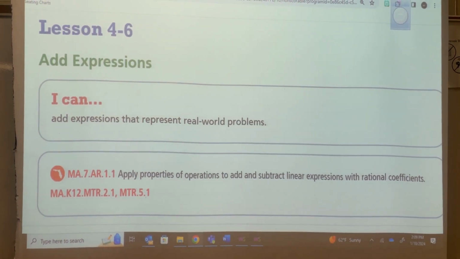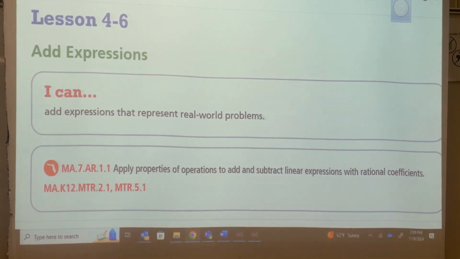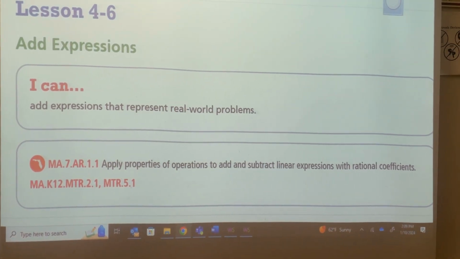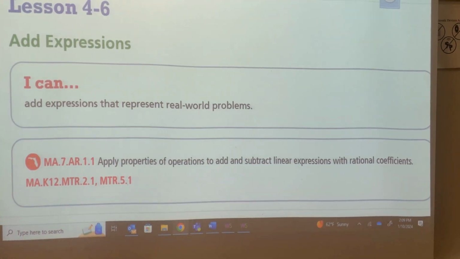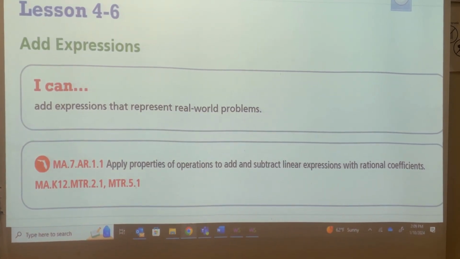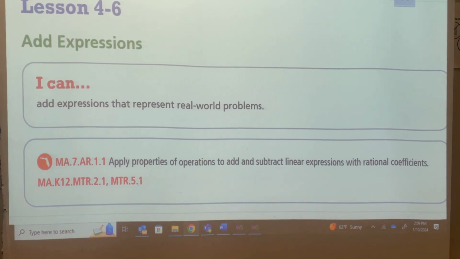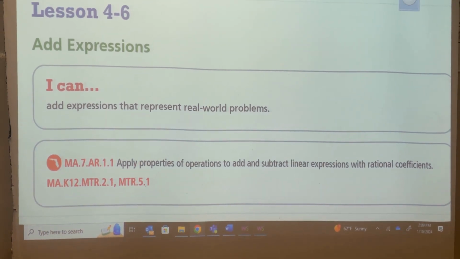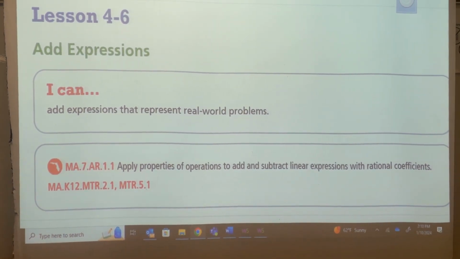We've got lesson 4-6, adding expressions, where we can add expressions to represent real-world problems. This is very similar to something we've done in the past. This is going to be just like combining like terms. We're going to add the expressions by adding the terms that are the same. Let's go ahead and get right to the board, shall we?